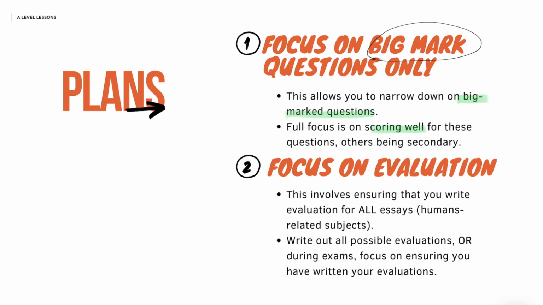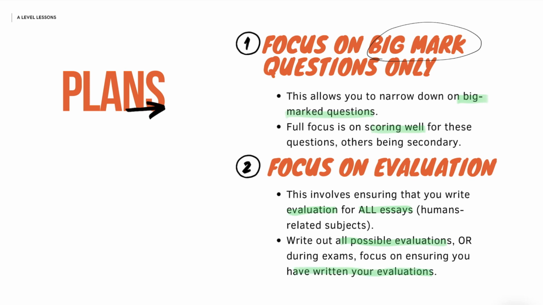The next kind would be to focus on evaluation. This pertains more to our arts students, and perhaps those of you sitting for General Paper, Knowledge and Inquiry or English, it could also help. This involves ensuring that you write evaluations for all your essays in humanities-related subjects. So try to write out all your possible evaluations beforehand. Practice these, prepare them in advance, or during the exams, focus on ensuring that you have indeed written your evaluations.